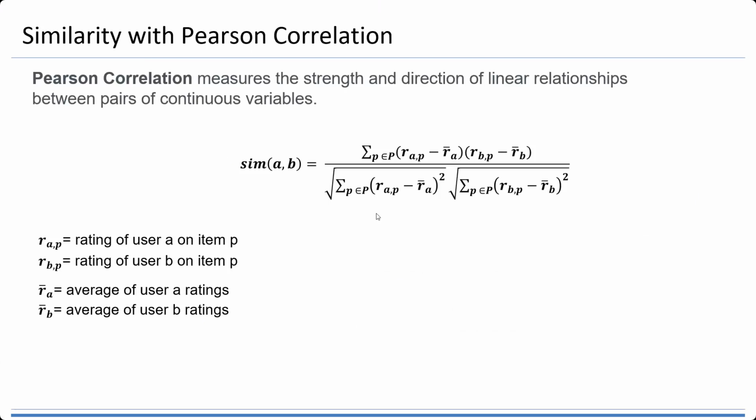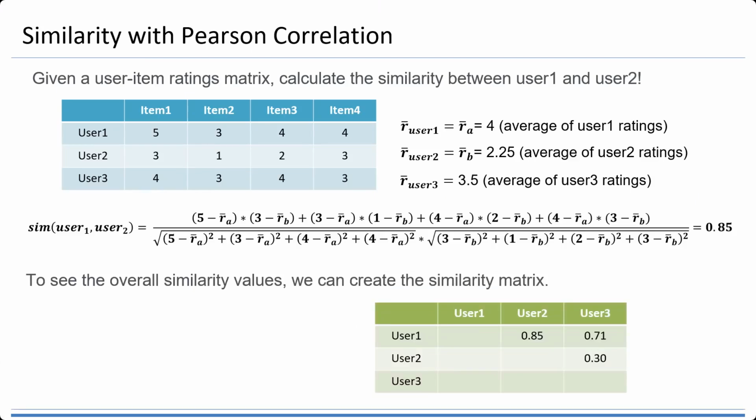Let's see with an example. So we have the user item rating matrix. In the first part of this material, we learned that we can make this kind of matrix. User 1 gives rating 5 to item 1. User 1 gives rating 3 on item 2, and so on. So we can check the similarity between every user. Now let's check how we can measure the similarity between user 1 and user 2.